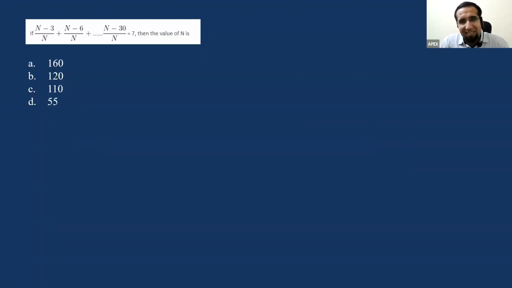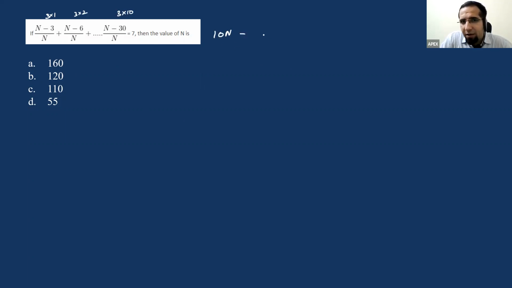Clear? One more very easy question, guys. The most easy question of the paper, according to me. n minus 3 plus n minus 6, so on, so on, so on, divided by n is equal to 7. So if you observe, this number is 3 into 1, this number is 3 into 2, and this number is 3 into 10. That means I have 10 terms.